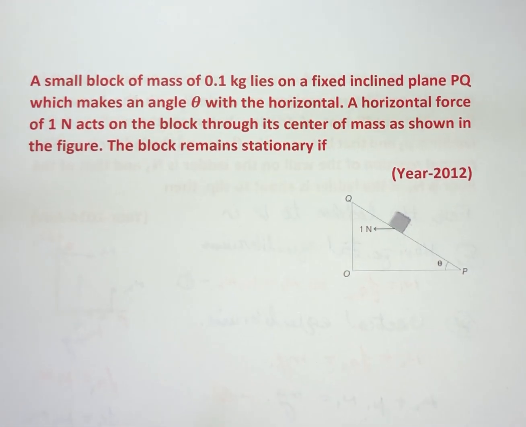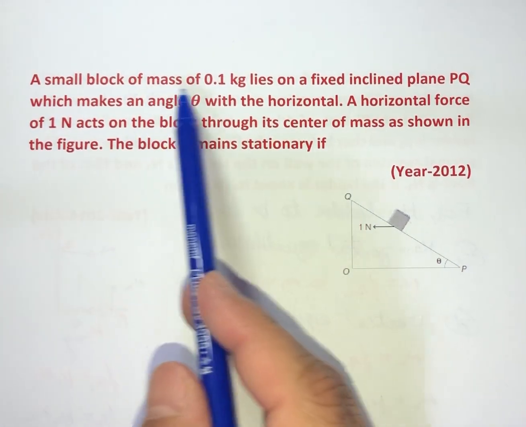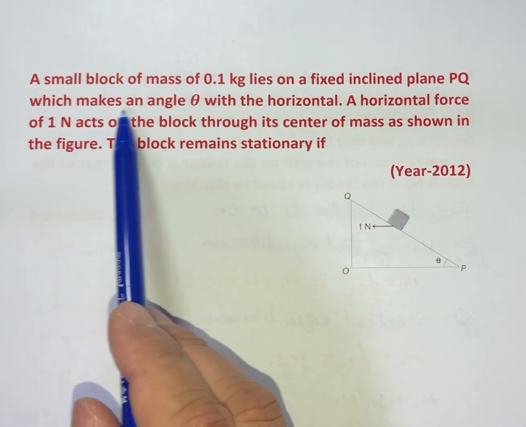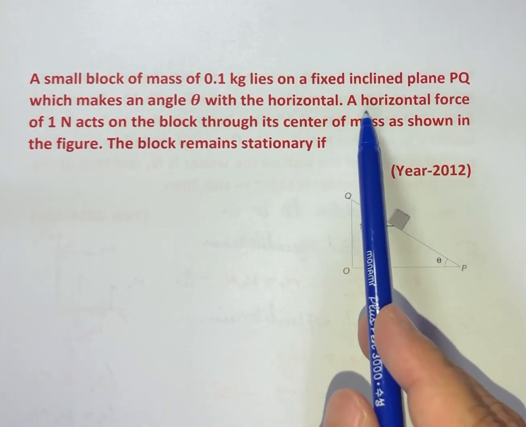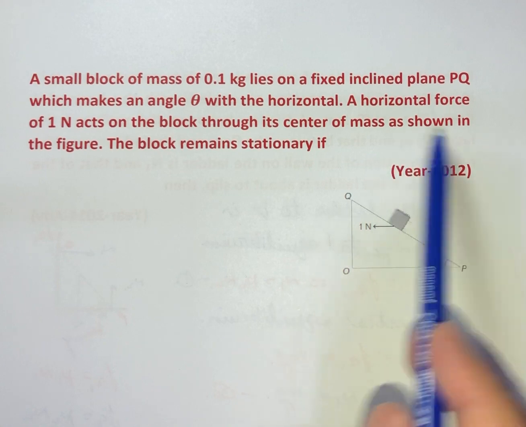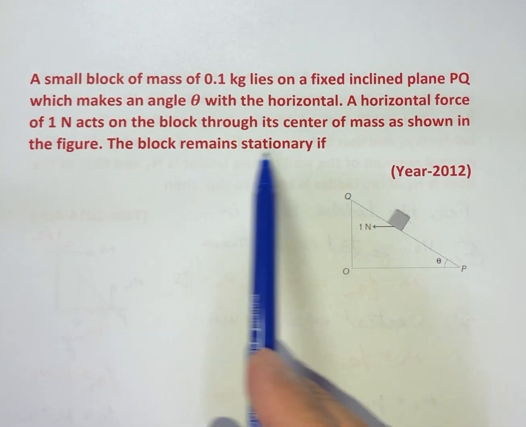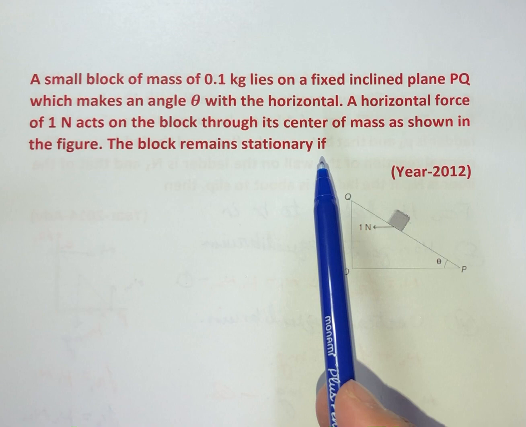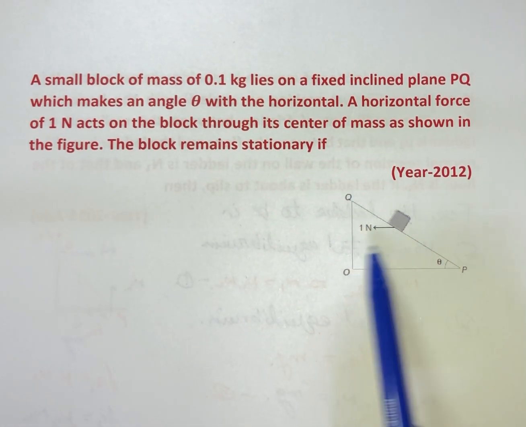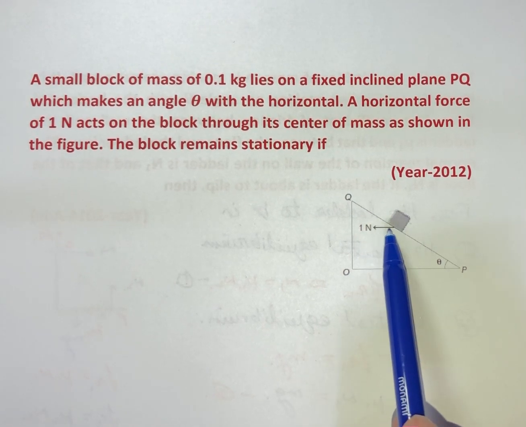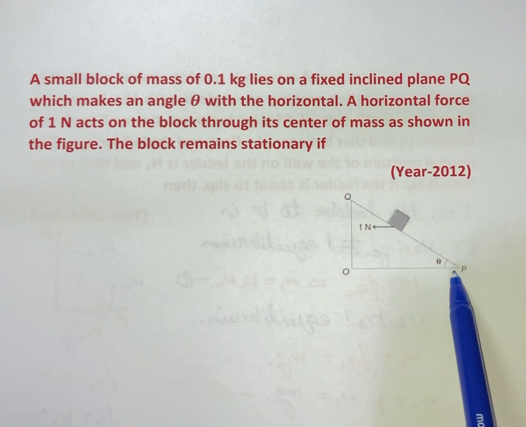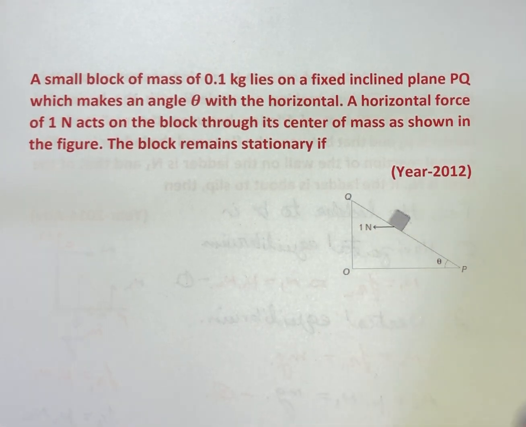Hello friends, in today's question, a small block of mass 0.1 kg lies on a fixed inclined plane PQ which makes an angle theta with the horizontal. A horizontal force of 1 Newton acts on the block through its center of mass as shown in the figure. The block remains stationary, so we have to find out the value of theta for which the block will remain stationary. So this is a block. A horizontal force of 1 Newton is being applied on it towards the left side, and this inclined plane is fixed.